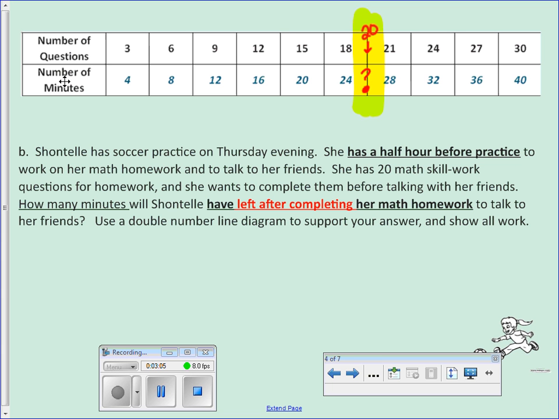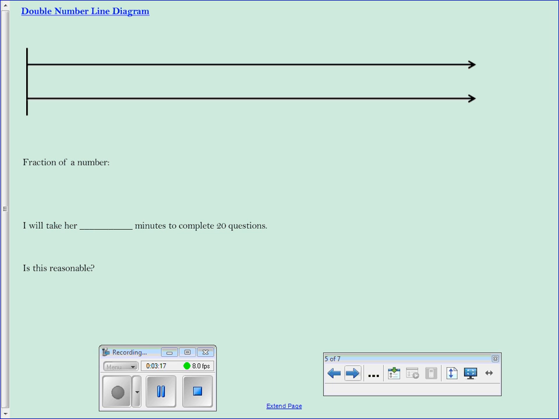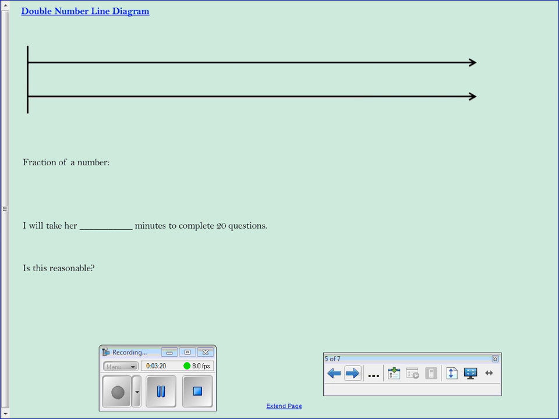Since we don't see that equivalent ratio in the table, we can stretch out our table into a double number line. So here's our double number line. So let's do that. Let's fill it in with our ratios. So what is our first ratio that we had? So first we have to label it. I'm sorry. So we have number of questions, and then we have number of minutes. And then we can go in and fill in our equivalent ratios from the table.